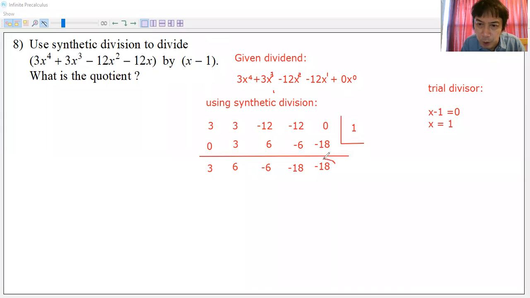Okay, so let's just encircle our remainder to distinguish it from the other numbers. This will now be our remainder. All right, our quotient now will be one degree lower, so it will be third degree. So 3x cubed, then followed by plus 6x squared. Okay, this will be second degree.